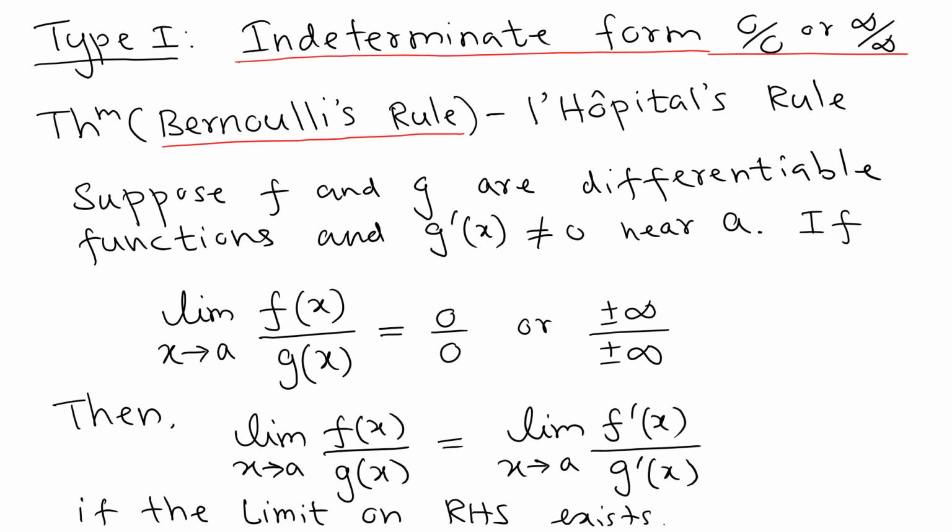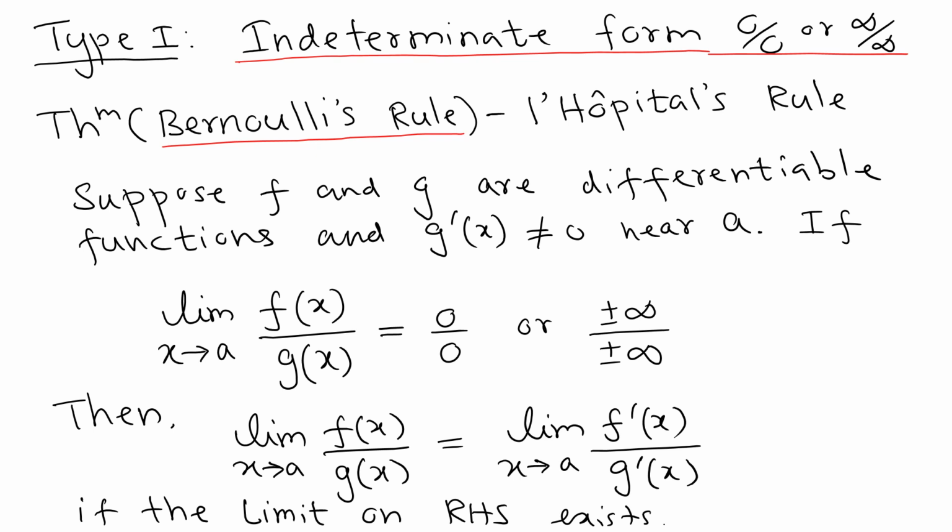So what happens then is the limit as x goes to a of f(x) over g(x) is equal to the limit of the ratio of the derivatives. So what we do is take the derivatives separately. This is not the quotient rule. Be very careful. What we do is simply take the derivative of the top, take the derivative of the bottom, and then divide the two and take the limit.